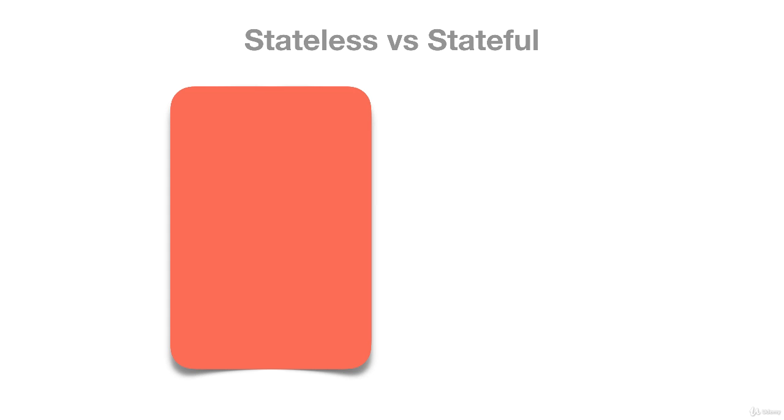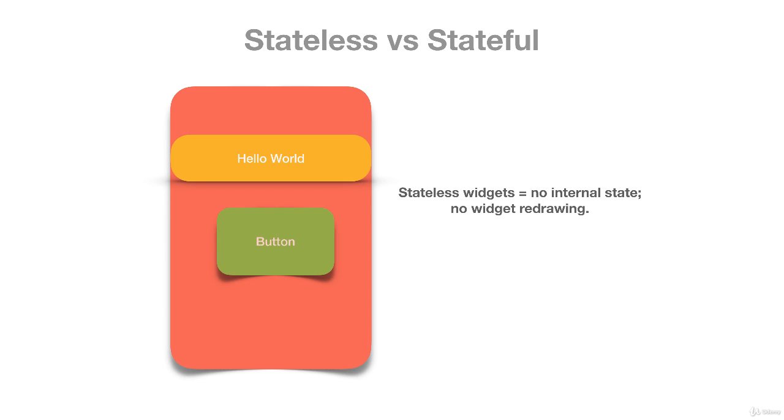So if we look at a Flutter application, we have different widgets. For instance, we have a button widget and we could have a text widget. These are some of the stateless widgets. The reason why they are stateless is because they don't have any internal state. What that means is that when we create a button or a text widget on the screen, they really don't have a state, which means they don't need to be redrawn when we are just putting them on the screen.